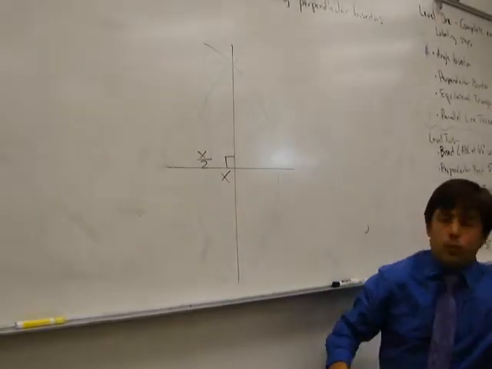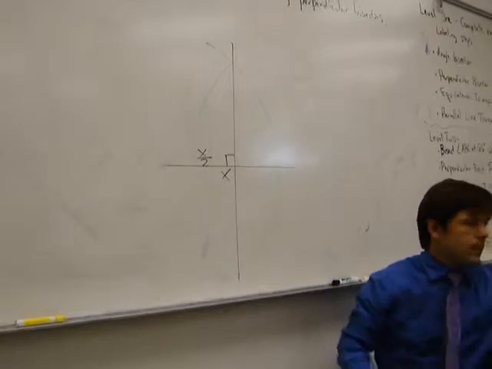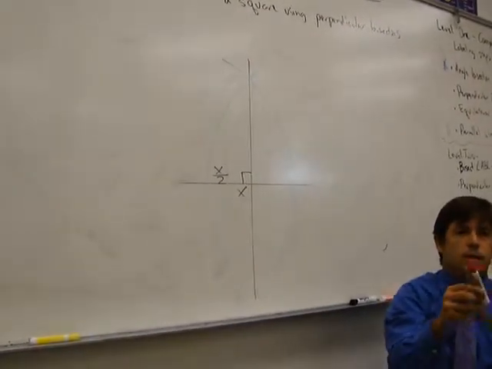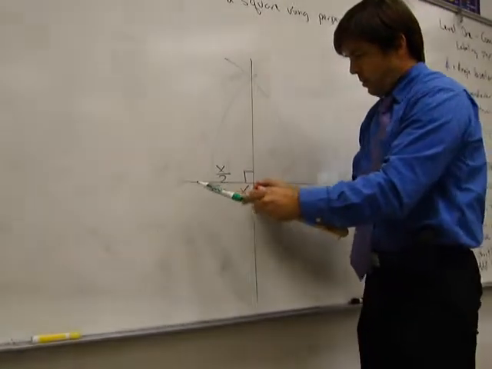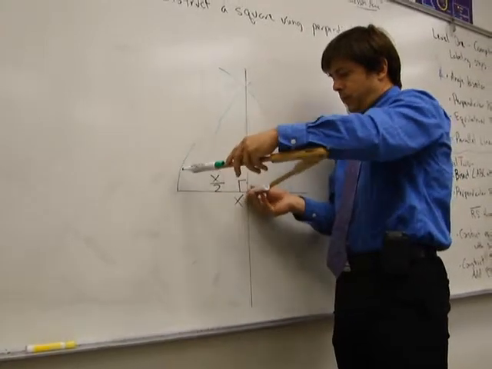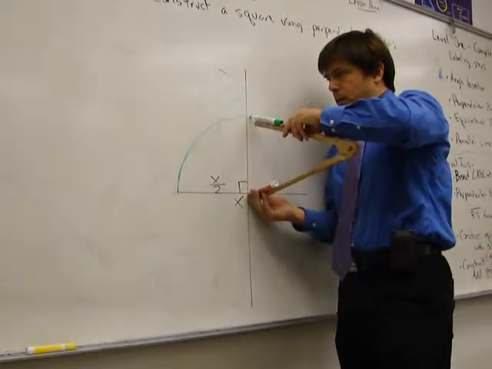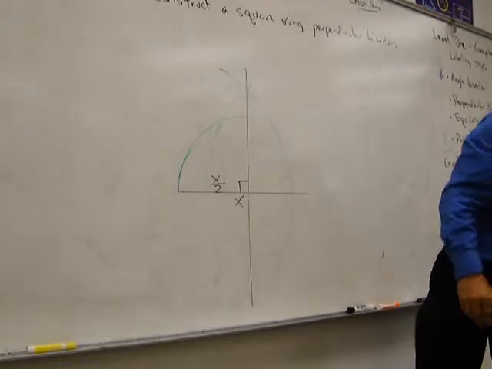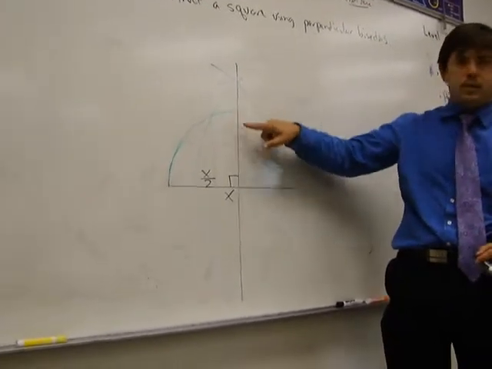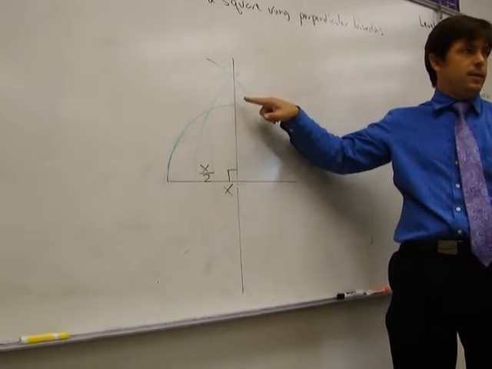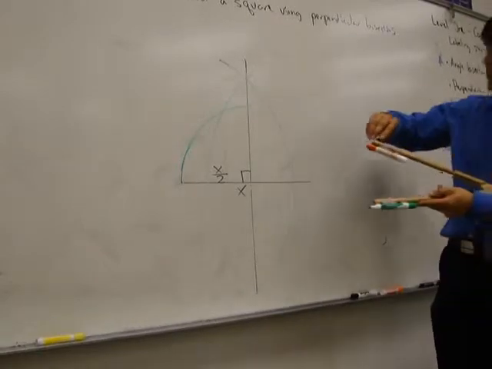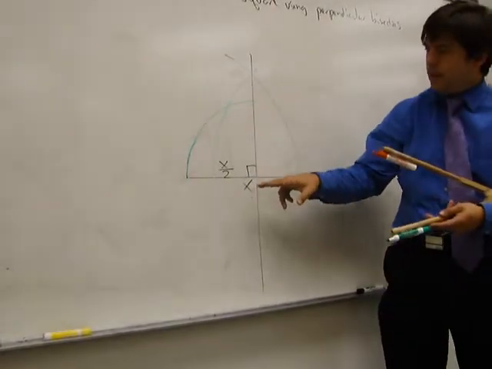Yeah. Okay. So what I'm going to do now, in order to get this side to be the same as this, is I'm going to measure it here, and I'm going to take an arc up to here. Does everybody get that? Yeah. So now this is the same distance as that. Is that clear?